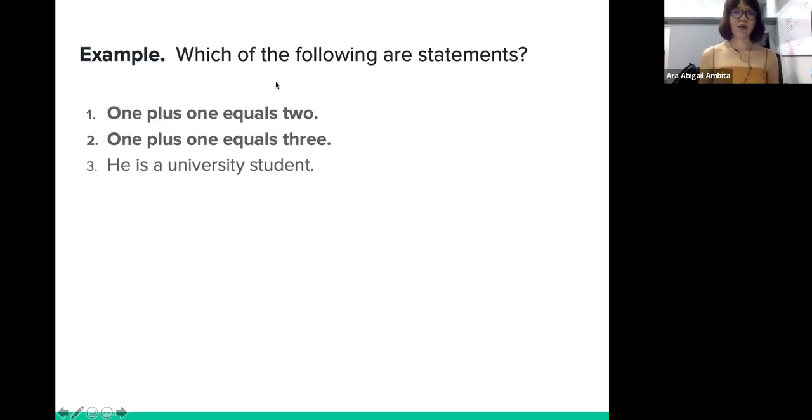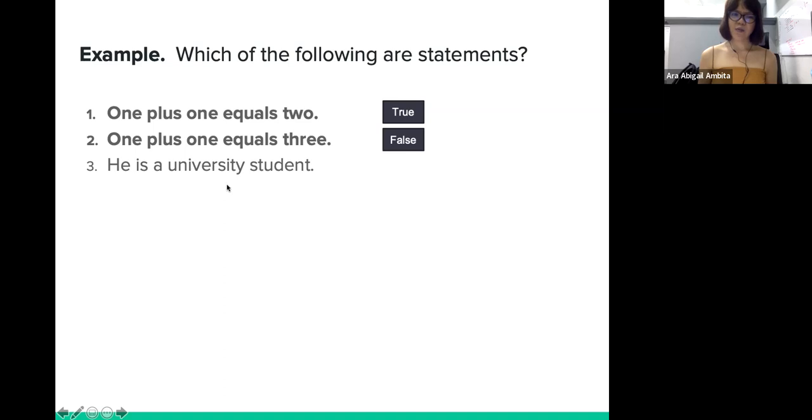Yes, it is 1 and 2. So 1 and 2 are both declarative statements. 1 plus 1 equals 2 is true, okay? And it can never be false. And the other example, 1 plus 1 equals 3, is also a statement because it has a truth value, which is false. You can easily verify that 3 can never be 1 plus 1, okay?